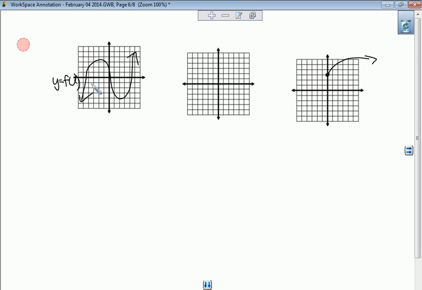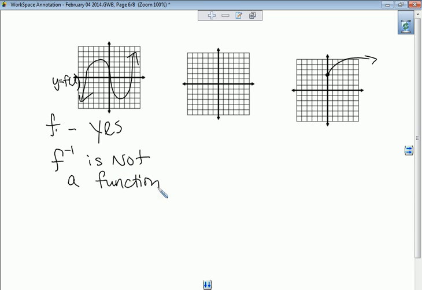Okay, so let's look at this one. Is this crazy-looking swirly-Q a function? Yes, it passes vertical, right? So, is f a function? Yes. Is its inverse a function? No. And we really wouldn't use function notation on it anyway because we know it's not a function. It fails the horizontal line test right here. Therefore, it is not one-to-one.